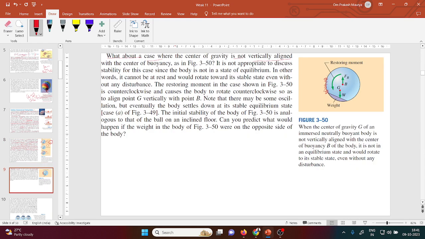If you have your body like that and you have put the dense material on this side, what will happen? This is the line which divides the body, and your center of gravity is shifted in this direction.